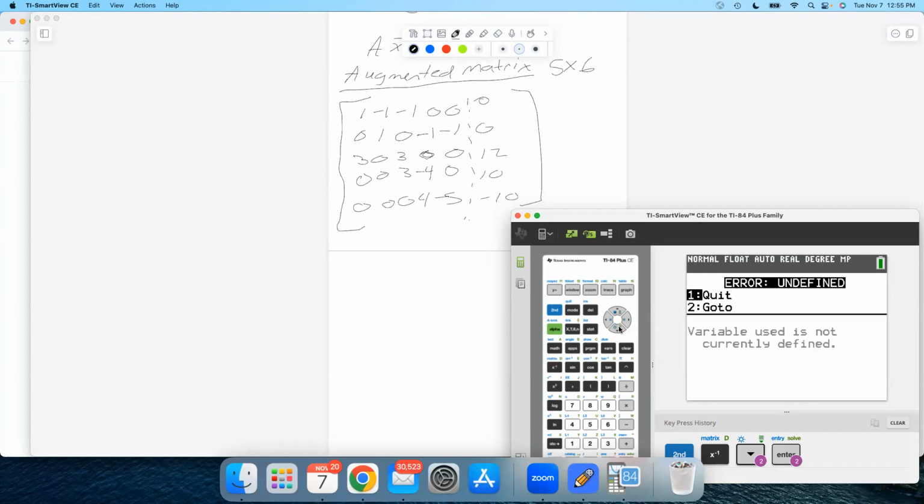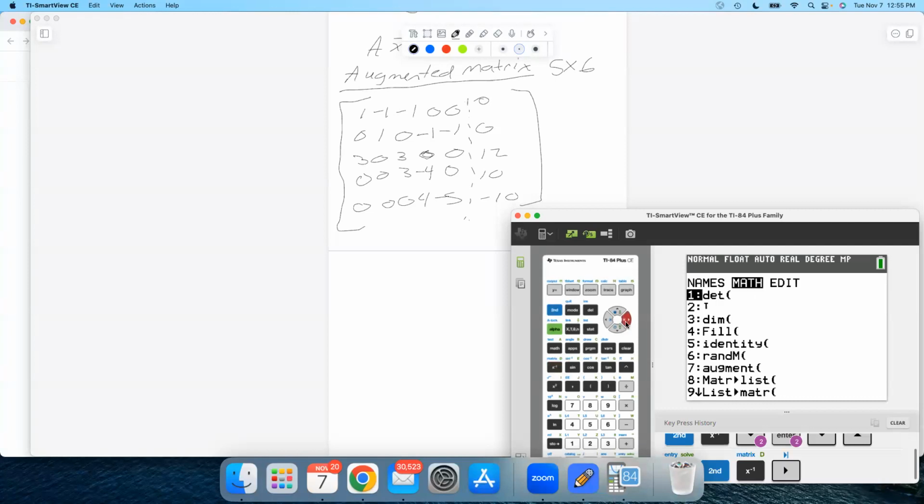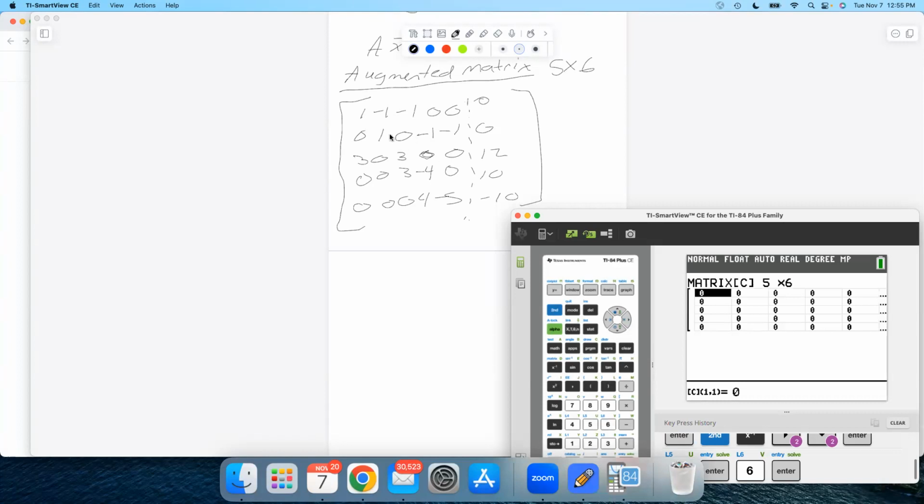Oh, I went to the wrong place. Sorry. I want to edit. So I'm going to go into C and edit and tell it it's a 5 by 6. And now I'm just going to type these in. And as I type, the calculator will scroll across a row.